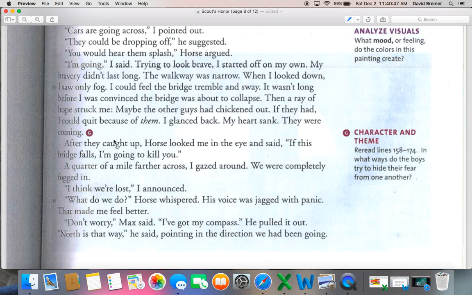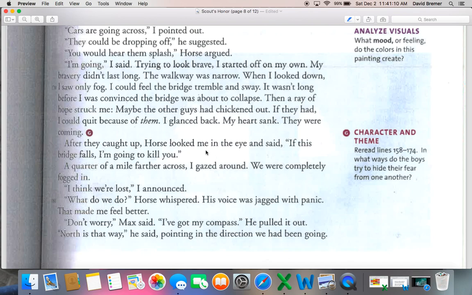They were coming. Now, it's kind of unique here. In what ways do the boys try to hide their fear? Well, one of them tries to hide their fear by getting angry at everybody. The narrator tries to hide his fear by hoping that the other people will chicken out so he can chicken out too. They're just a motley group here.